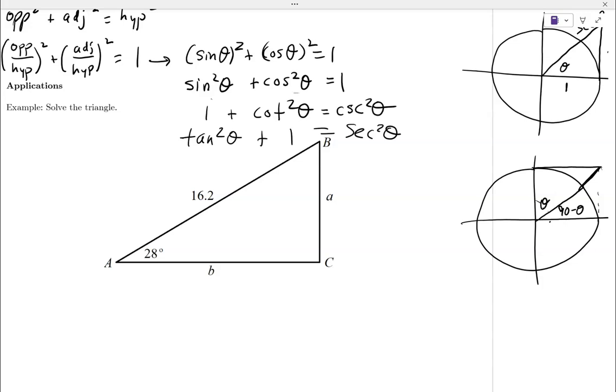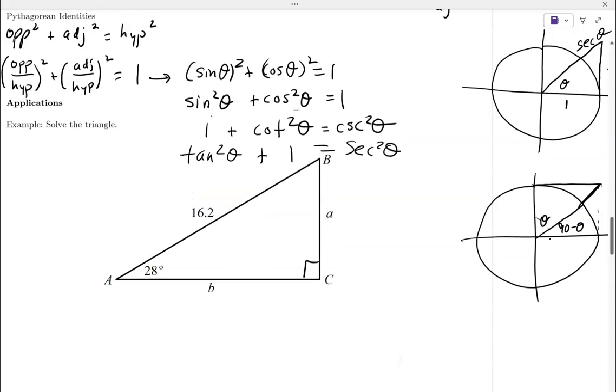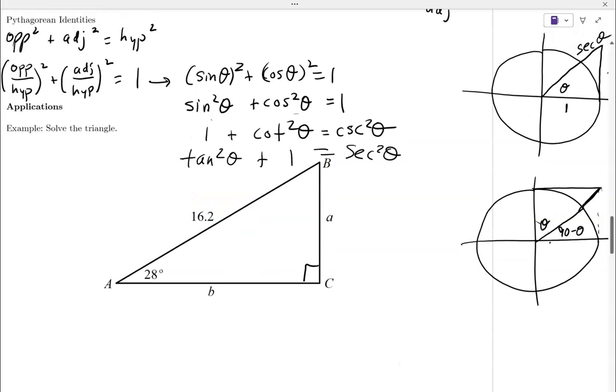Right? Now, everything that we're doing in this section is a right triangle. So really, we're given 3 pieces of information. We're given that's 90 degrees, right? Okay. So in this case, we're being asked to find 1 angle and 2 sides.